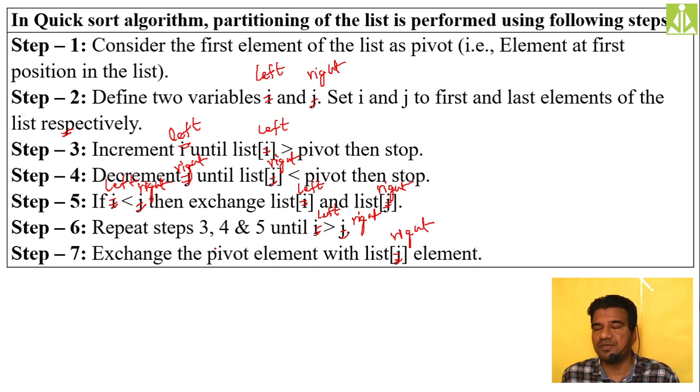In the greater list also we have to perform the same thing. We have to consider the pivot, left, right, and perform the same thing. Recursively you have to do these operations until your complete list becomes sorted.